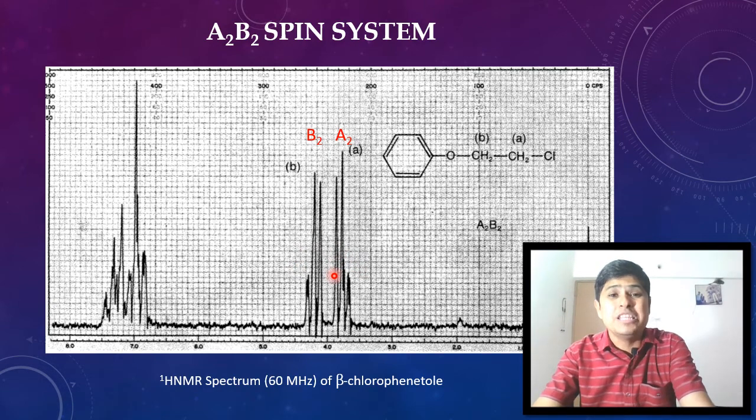it AB spin system. As the letters A and B in the alphabet are close to each other, this is a strongly coupled situation that we have to call AB spin system. As here there are two protons in each group, this spin system will be A2 B2 spin system. I hope you have understood this example of beta chlorophenol, which is having A2 B2 spin system with respect to these CH2 CH2 groupings.